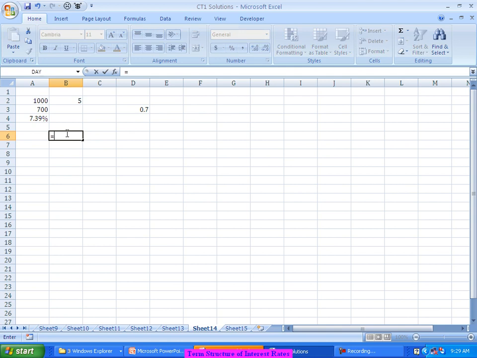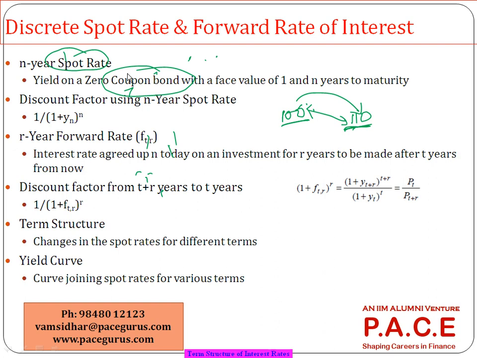And the other way of determining that factor is, if we know the 5-year spot rate, what you can do is this to the power 5. If you are doing this, it is anyhow coming out to 1 by 1.42. You do a 1 by of this, you will simply get the same 0.7 itself. So that is where we are talking about this formula.